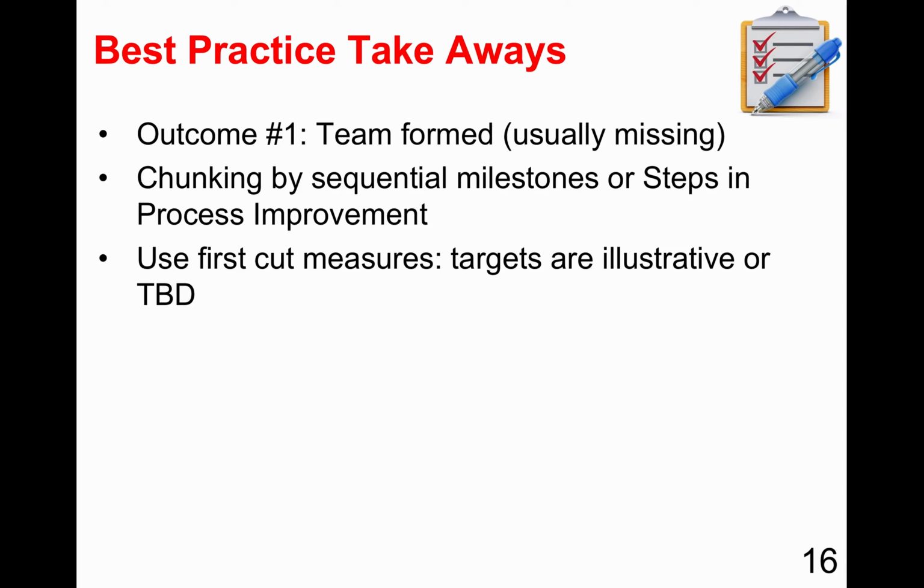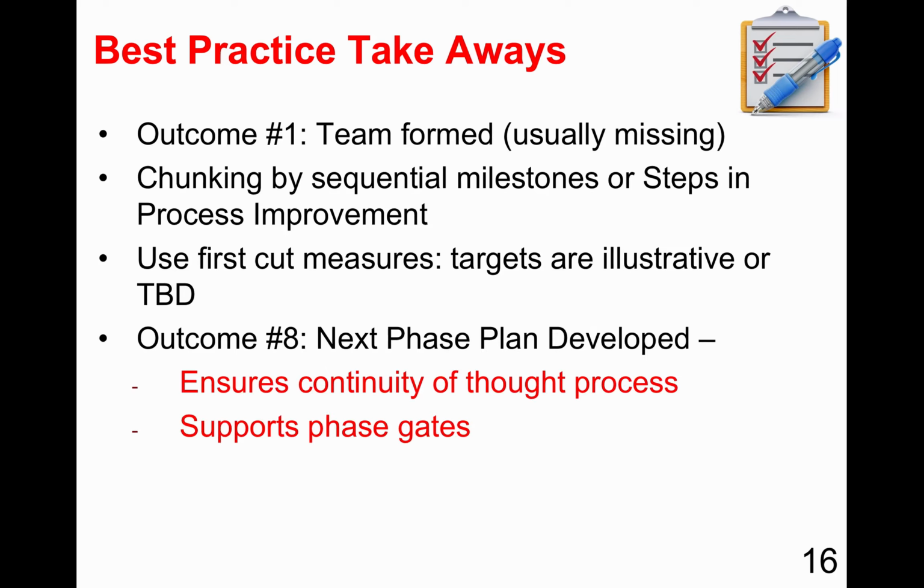The use of first cut measures are TBD, to be determined. They didn't initially know how much money this would save, so they put a placeholder in to fill in that number later. And finally, adding outcome number 8, a next phase plan developed. If you're using phases in a project, it's very important to include in the current phase the development of the implementation plan for the next phase.